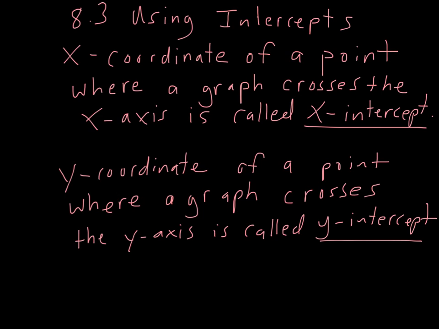This is called Using Intercepts, and it is section 8.3 in your textbook. We're looking at what's called the x-intercept and y-intercept and using these to graph equations. The x-coordinate of a point where a graph crosses the x-axis is called the x-intercept. And we'll take a look at what this means on the graph. And this is similar with the y-intercept.